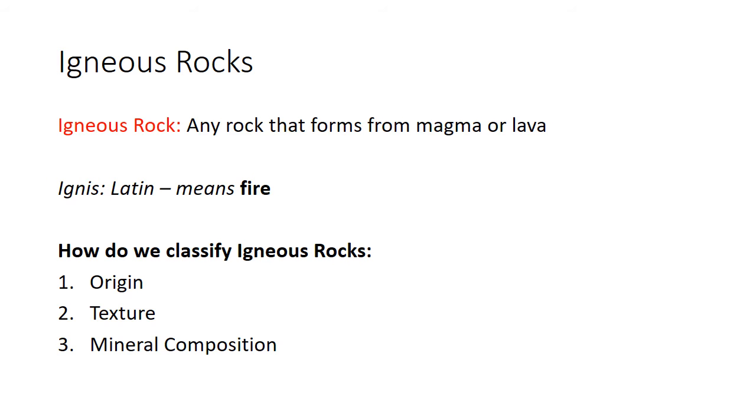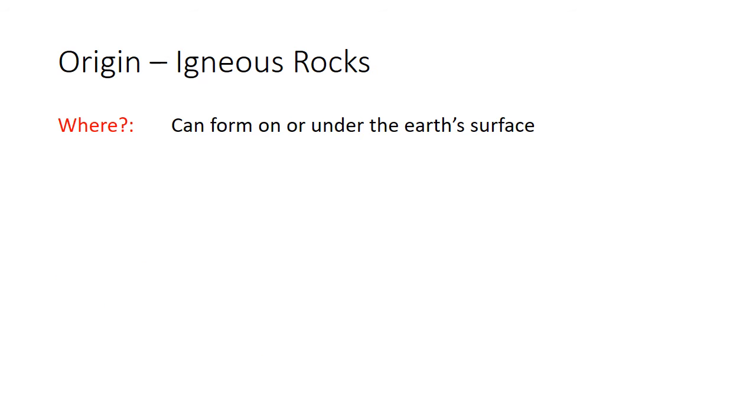How do we classify igneous rocks? Well, we classify them based on their origin, their texture, and their mineral composition. Today we will talk about the origin and texture of igneous rocks. So where do igneous rocks form? They form either on or under the Earth's surface.